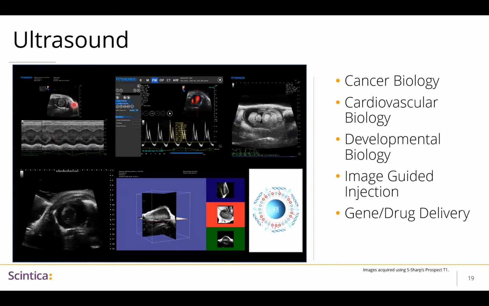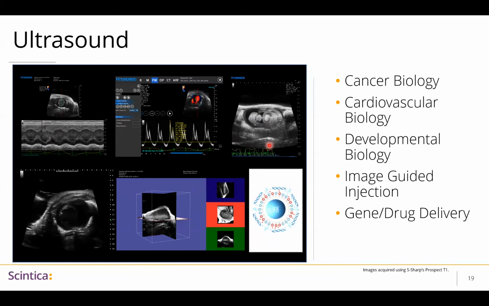Here we're looking at cardiac function, a typical M-mode image, where we're able to image the motion of the heart over time and look at systolic function. We have Doppler capabilities, which allow us to look at blood flow over time. And here we're looking at diastolic function in the heart.